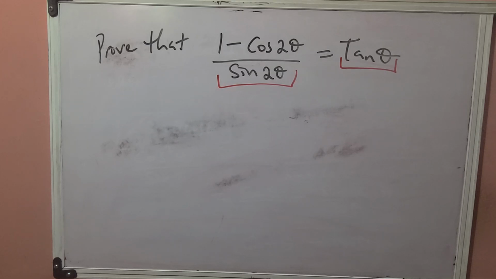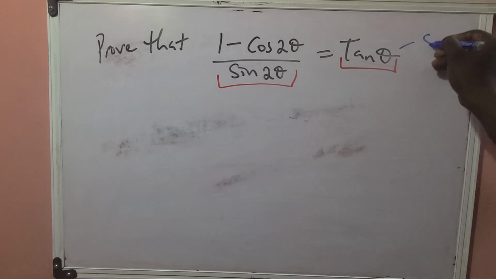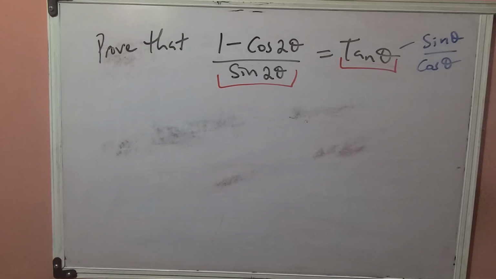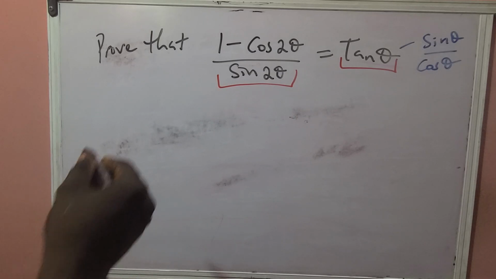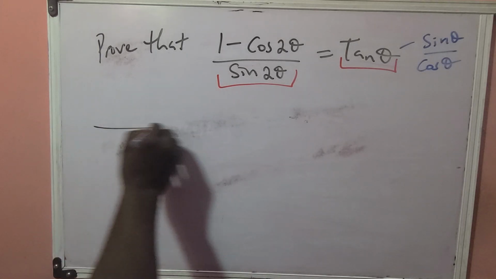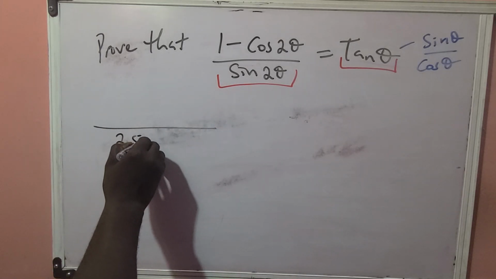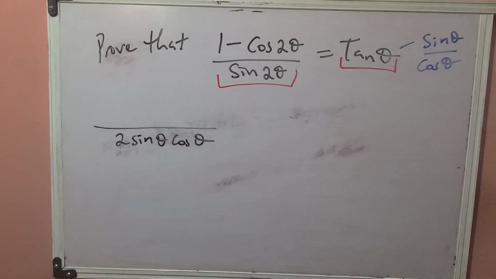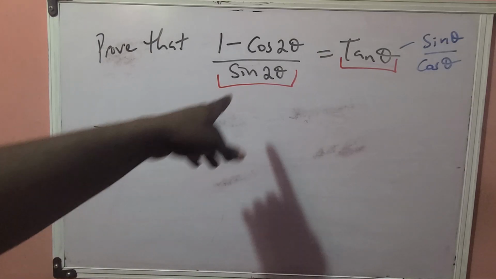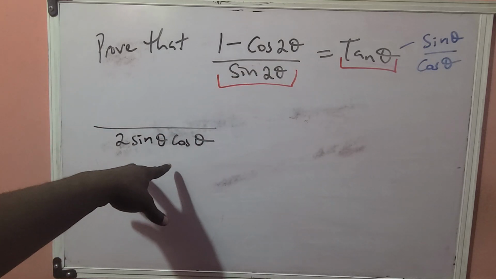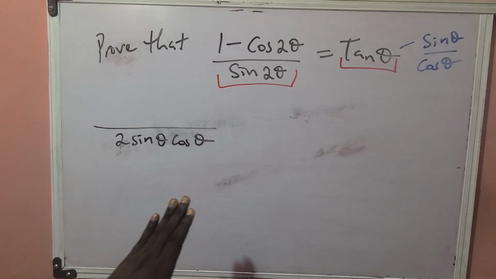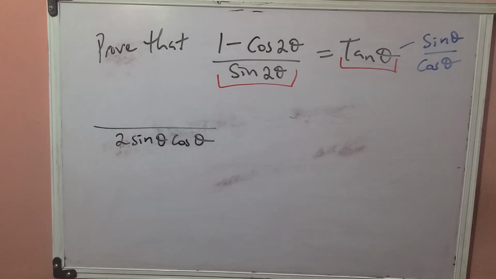Now, I can recollect that my tan theta is obviously sine theta over cos theta. So this can give me a clue on some of the things I have to do and some of the things I should not do. So from my knowledge of double angle, I know that I can rewrite the denominator as 2 sine theta cos theta. The reason why I decided to hold off on changing the cos 2 theta is because I wanted you to understand how to make your movement in order to achieve the right answer.